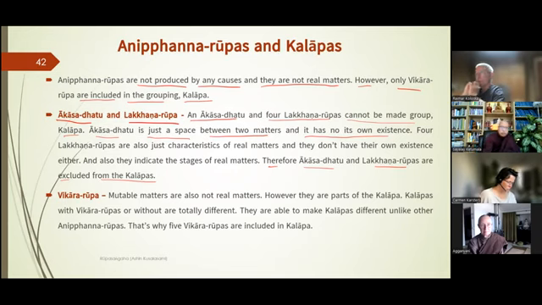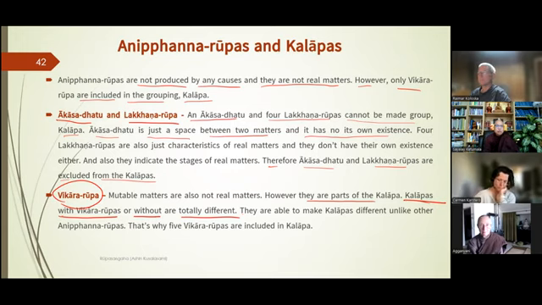So next question: how about the Vikara Rupa? Mutable matters are also not real matter. Yeah. So why are they included in the Kalapa? However, they are parts of the Kalapa. So that is the key point. Kalapas with Vikara Rupas or without Vikara are totally different. So that is the main reason. Yeah. Although Akasa Dhatu and Lakkhana Rupa are not included in the Kalapa, Vikara Rupa are included. So that is the main reason.